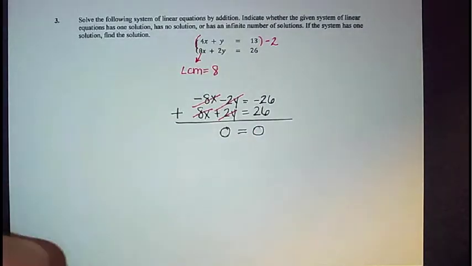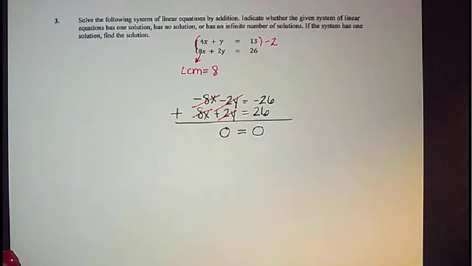So then my question is, well, what's my answer? It's obviously not one solution because I eliminated both my x's and y's, so I don't have any x's or any y's to say that x is equal to or y is equal to. So now my choices are between an infinite number of solutions or no solution. So remember the difference. Infinite number of solutions is when it is the same line, so every single point has something in common. And no solution would be where they're parallel.